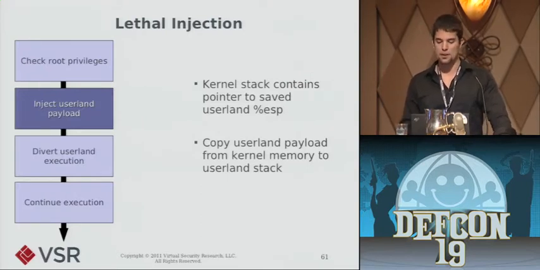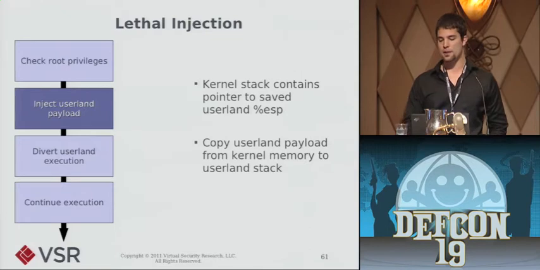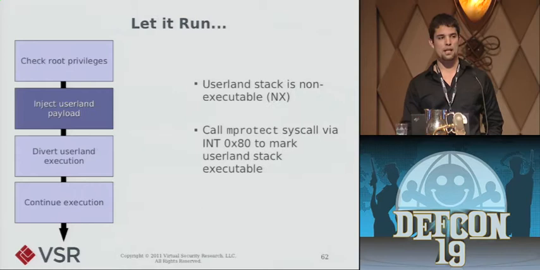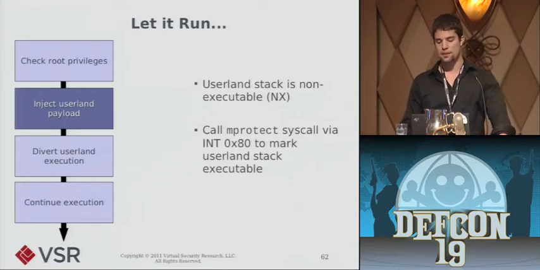So let's put our payload on the userland stack because we can just read that pointer and know where it is. What we do is copy that userland payload that we installed earlier as part of that install packet from kernel memory, wherever we put it, onto this process's userland stack. Because we have a modern system, the userland stack is non-executable memory, so we can't immediately execute code there, but that's easy enough to fix. We'll just call mprotect by loading the appropriate system call number in EAX and arguments and make an int 80 from kernel mode to mark the userland stack executable.